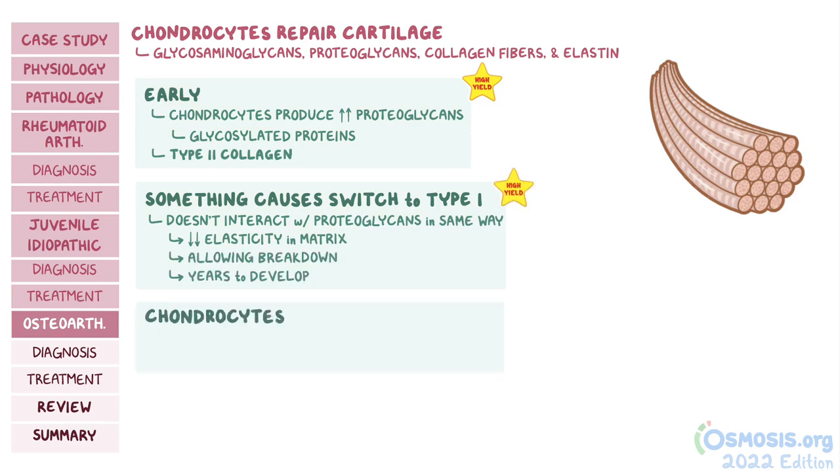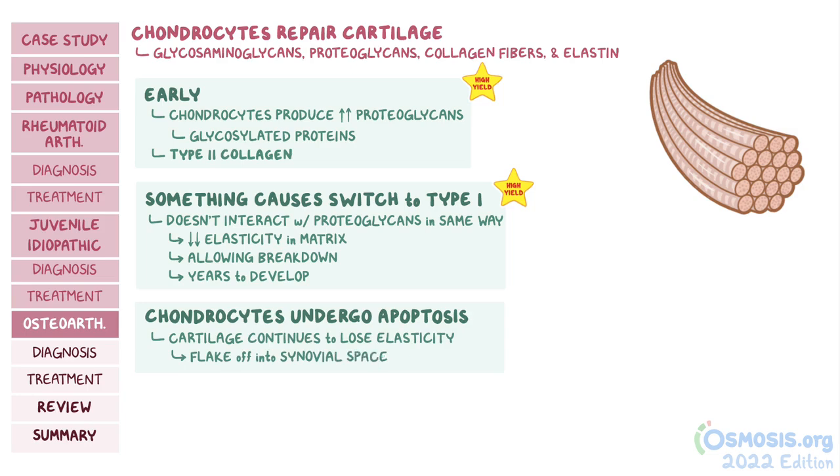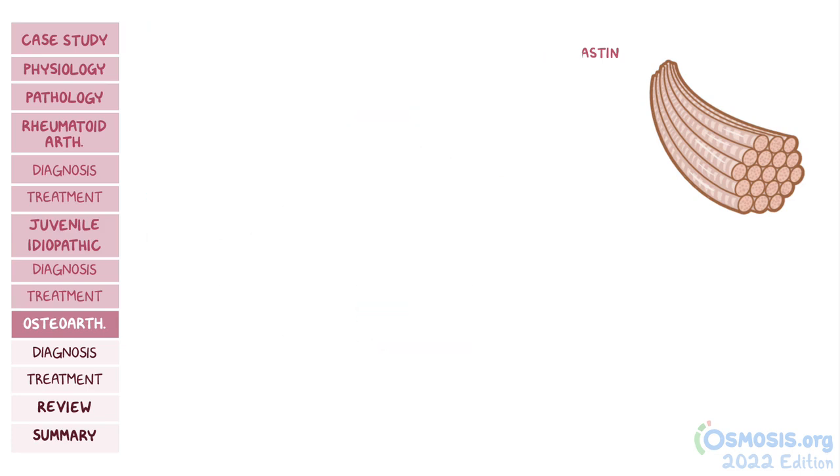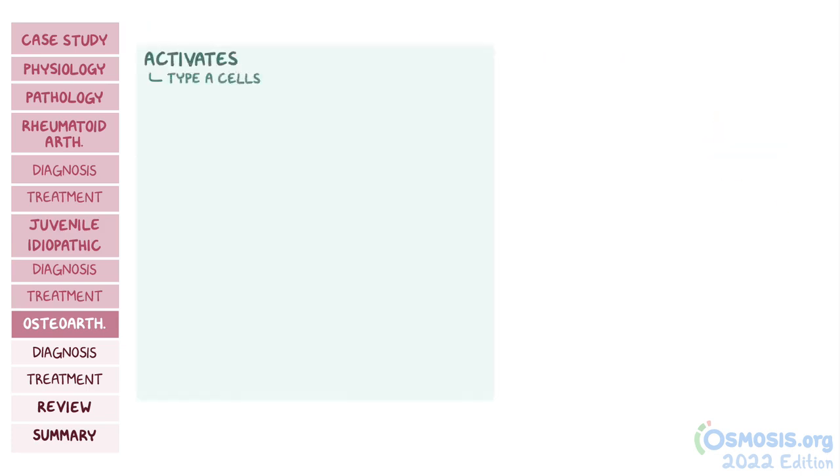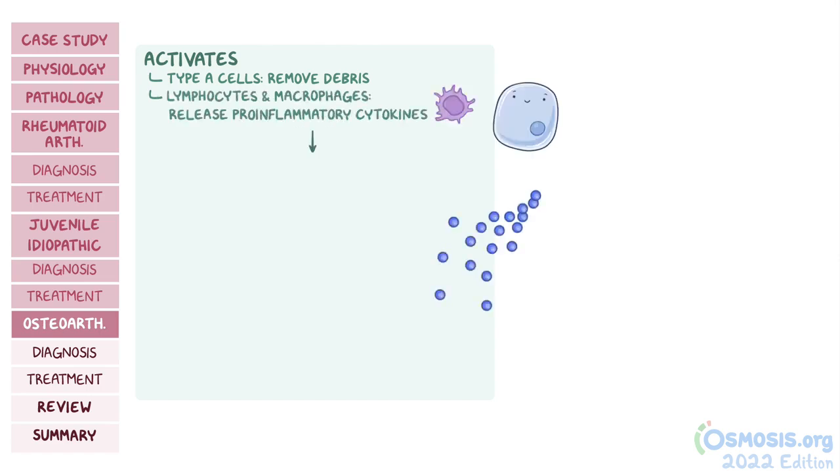Eventually, because chondrocytes aren't able to keep up with chronic damage, they undergo apoptosis, or programmed cell death. As a result, the cartilage gets softer, weaker, and continues to lose elasticity, and it even starts to flake off into the synovial space as fragments called joint mice. This activates the type A cells of the synovium, whose purpose is to remove synovial debris, as well as immune cells like lymphocytes and macrophages, which release pro-inflammatory cytokines that cause inflammation of the synovium or synovitis.